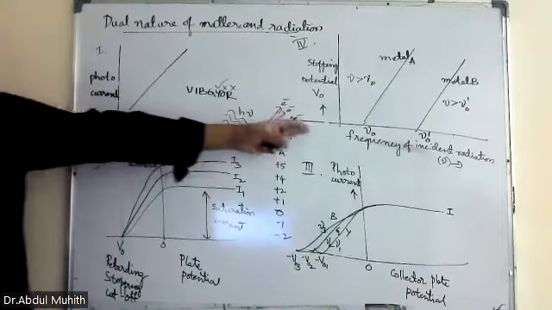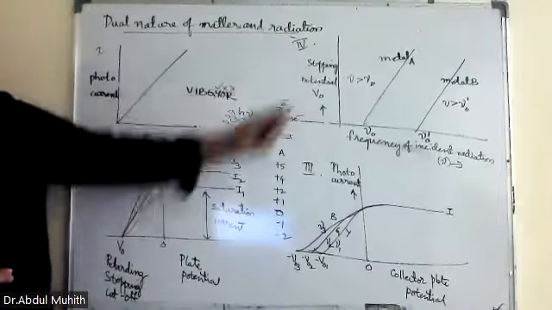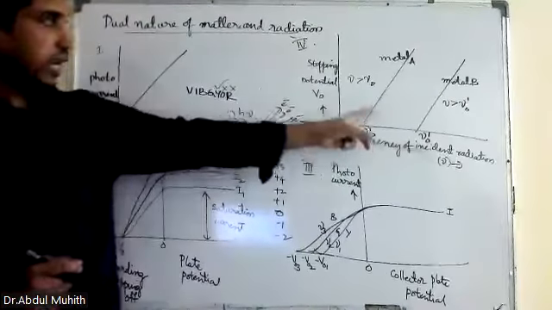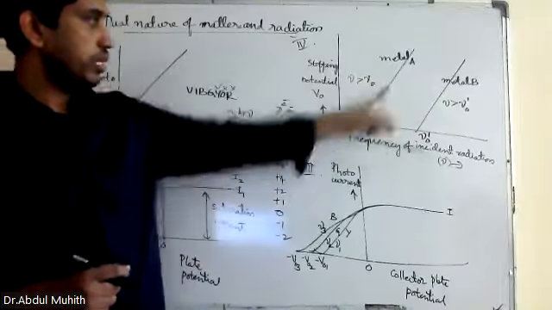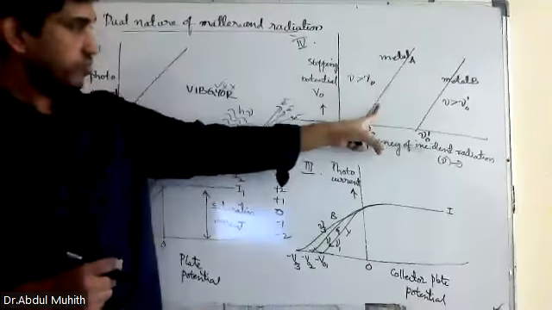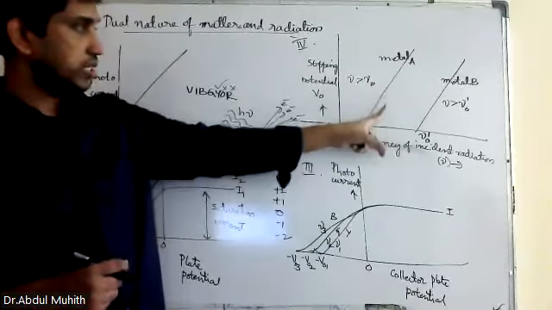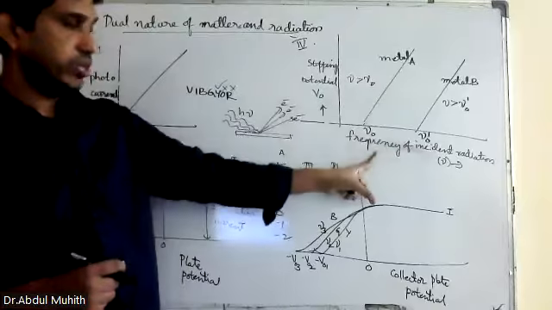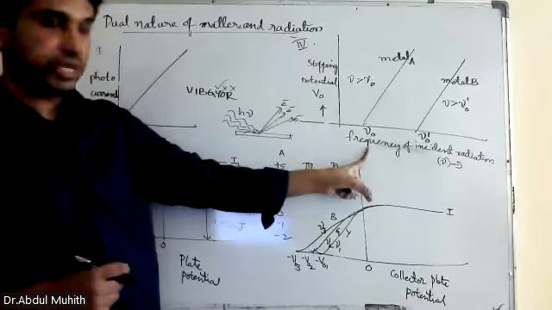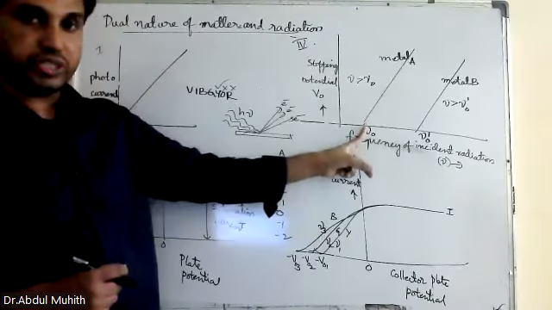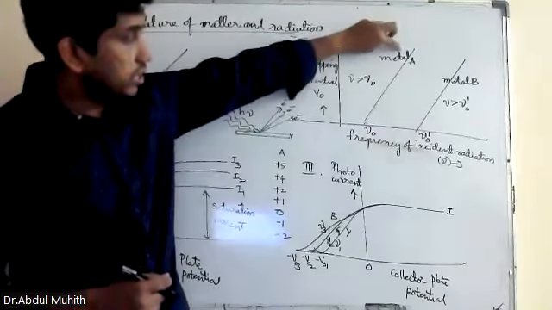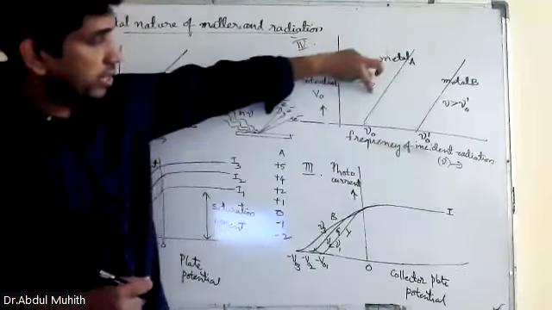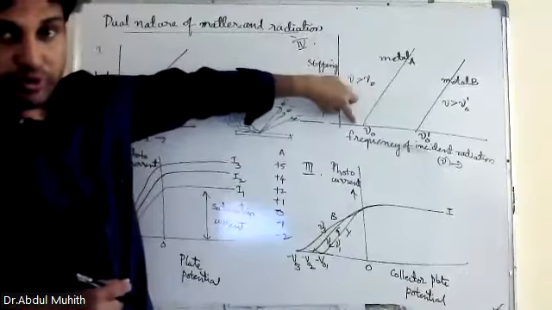And the fourth graph here: frequency of incident radiation versus stopping potential. As the frequency of incident radiation decreases, the stopping potential also decreases. As the frequency of the incident radiation goes, like it is violet, then blue, then green, then yellow, like that we are taking.